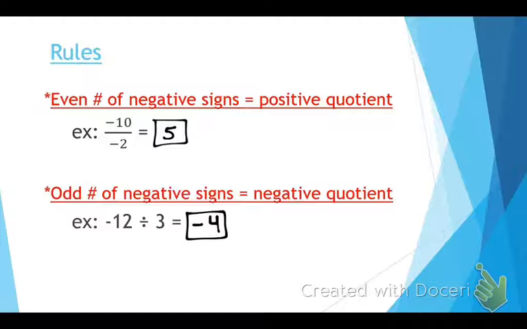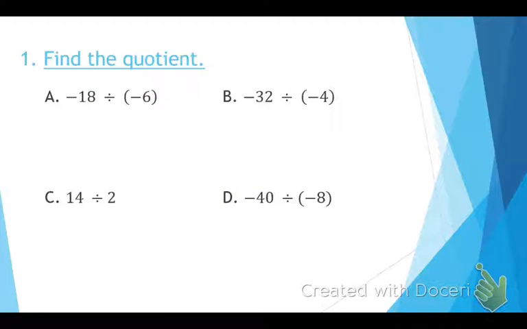So today we're going to work through some division problems. First up, Nemo, negative 18 divided by negative 6. How many negative numbers do you see there? 2. Is the number 2 even or odd? Even. So because there's an even number of negative integers, does my answer turn positive or does it stay negative? Positive. It turns positive. What's 18 divided by 6? 3. 3 is correct.